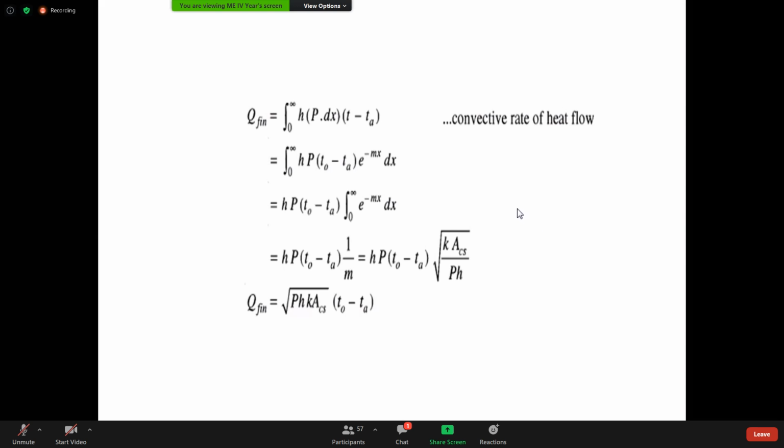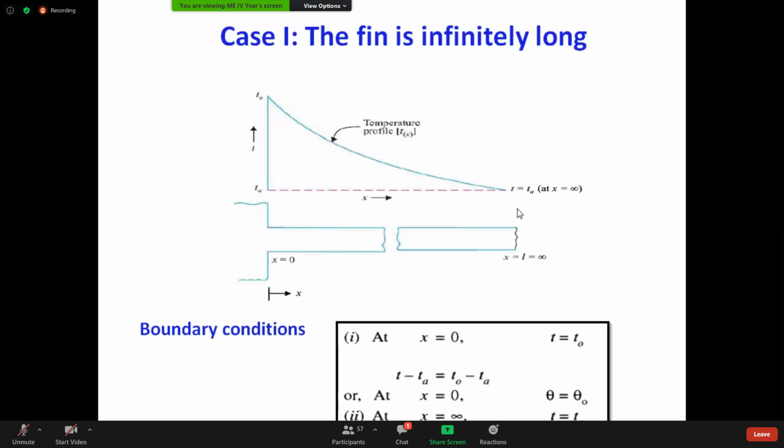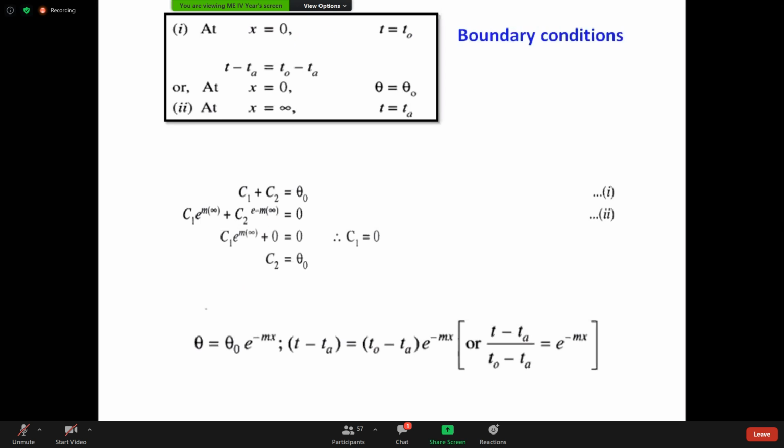See here, this is the infinitely long fin case. Step one, I repeat again: you need to take the boundary condition. The first boundary condition is common for all three cases; only the second boundary condition changes. If you substitute the first boundary condition, C1 plus C2 is equal to theta naught, because theta is equal to theta naught at x equal to 0. That becomes the same for all. After that, substitute C1, C2 in the general solution.